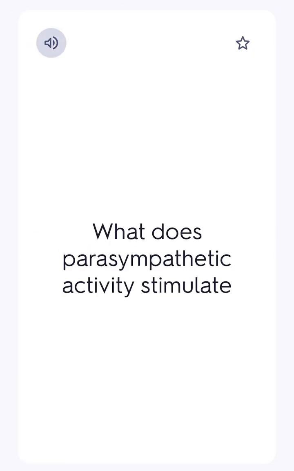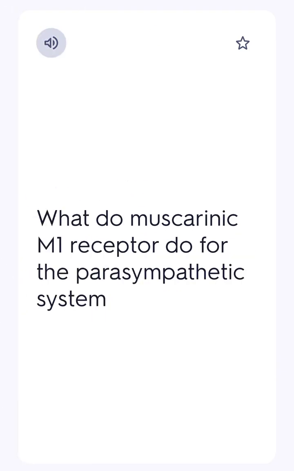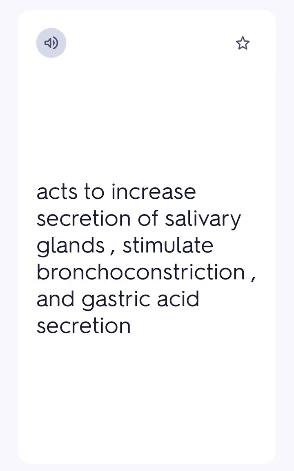What does parasympathetic activity stimulate? Pupil constriction, increased gastric motility, bradycardia, increased secretion, bronchoconstriction. What do muscarinic M1 receptors do for the parasympathetic system? Acts to increase secretion of salivary glands, stimulate bronchoconstriction, and gastric acid secretion.